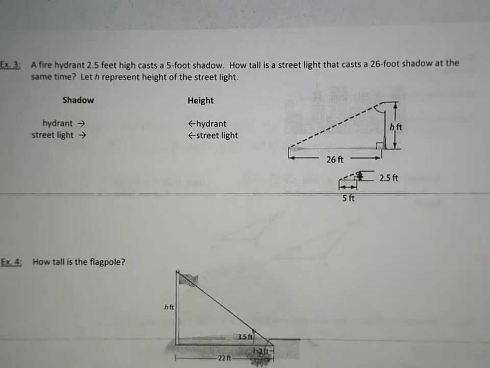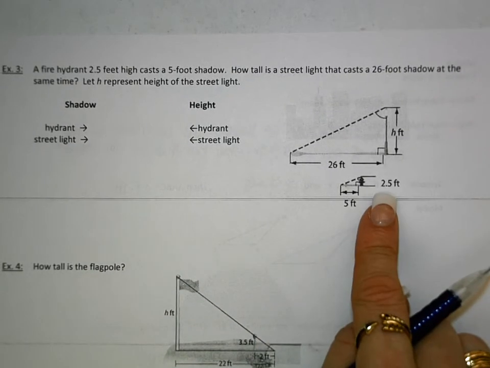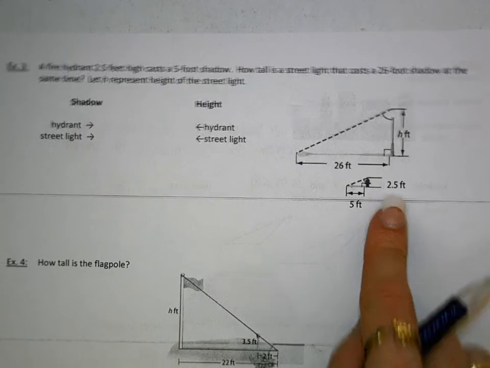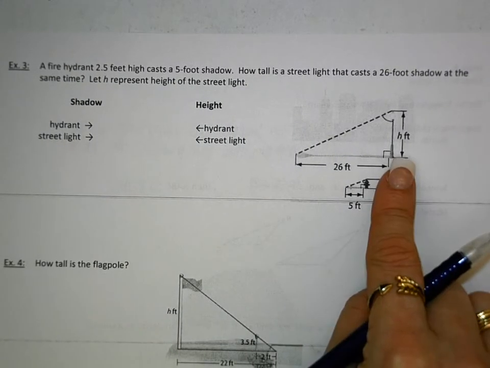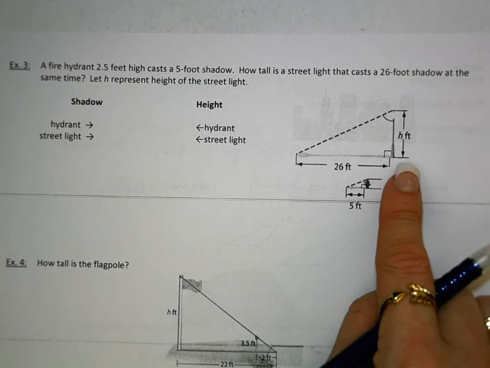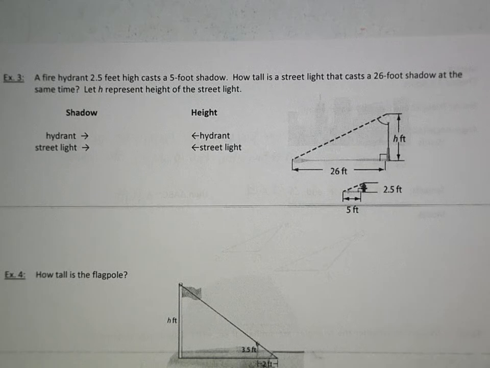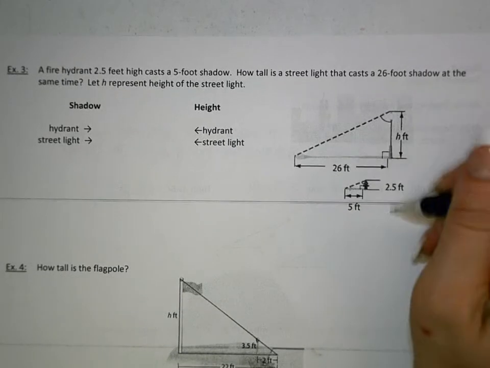Something like number 3 says a fire hydrant 2.5 feet high gives a shadow of 5 feet. How tall is a street light that has a 26-foot shadow at the same time? Obviously, if you looked at one thing at 10 o'clock in the morning and something else at 4 o'clock in the afternoon, they don't give you the same shadow. So these have to be similar. We're already telling you these triangles are similar.